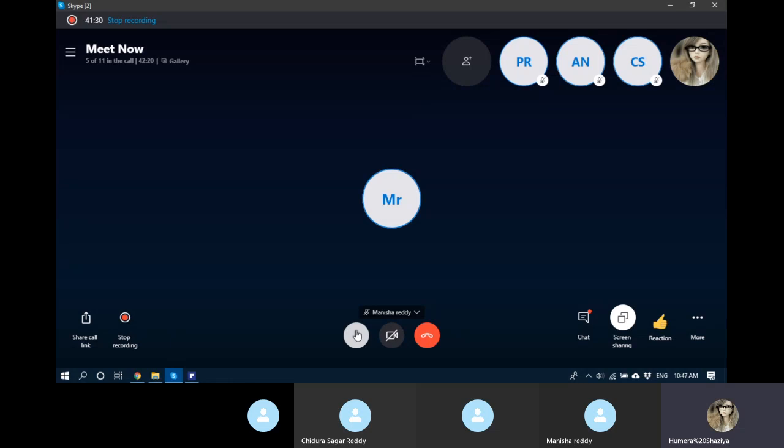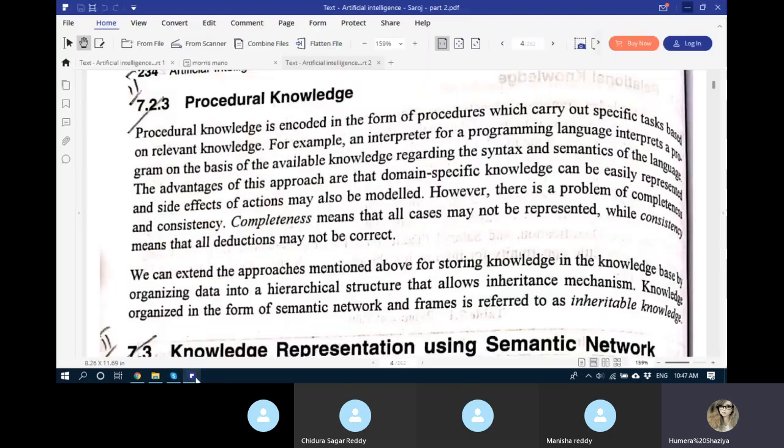There is a problem in procedural knowledge. The problem is about completeness and consistency. Completeness means that we should be able to represent all the cases, while consistency means all deductions, if it is consistent, then all deductions will be correct. If it is not consistent, then all deductions may not be correct.